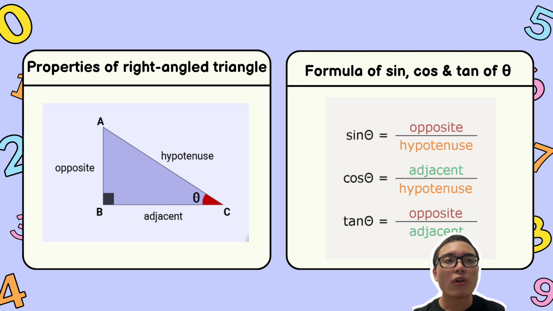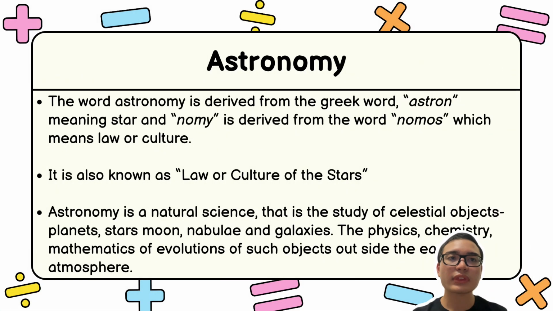On the right side are the formulas for sin theta, cos theta, and tan theta. If you want to get sin theta, it is equivalent to opposite over hypotenuse. Whereas cos theta is equivalent to adjacent over hypotenuse. And lastly, tan theta is equivalent to opposite over adjacent.